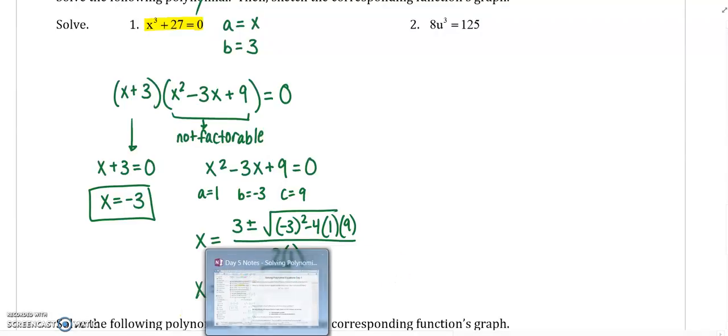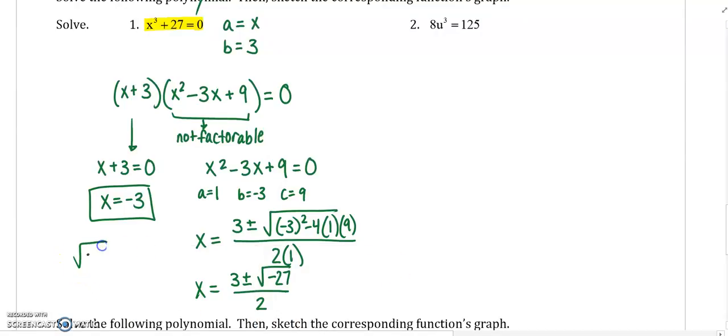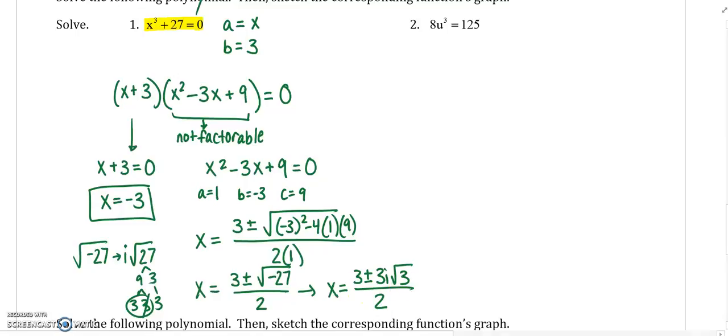Off to the side here, I'm going to do square root of negative 27. Well, that's i times the square root of 27. And 27 can break down. So we end up with x equals 3 plus or minus 3i root 3 divided by 2. And I can't simplify these three numbers here, the triangle of numbers, so that's going to be my answer.